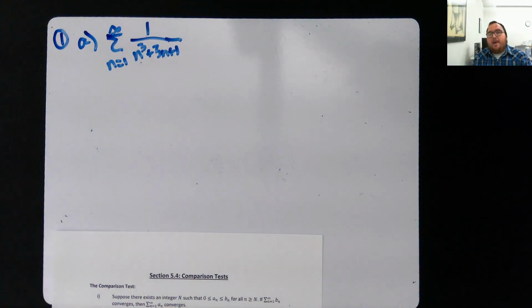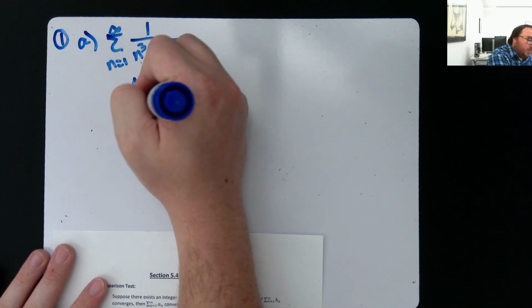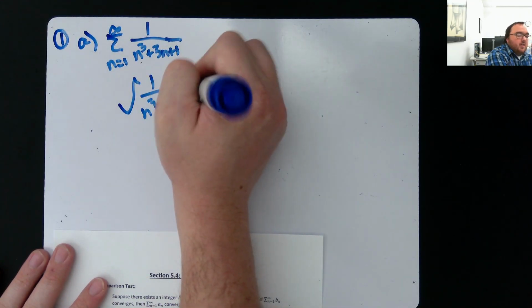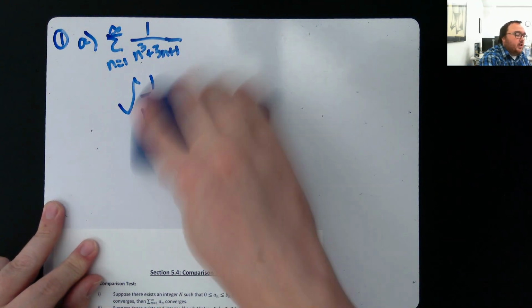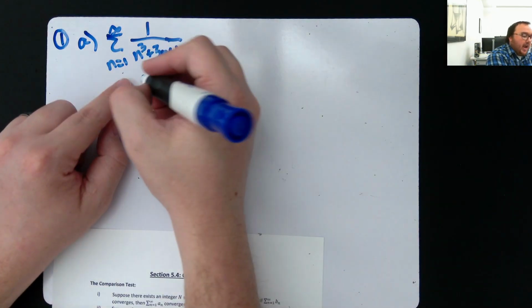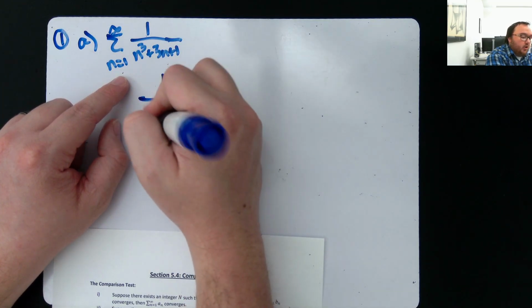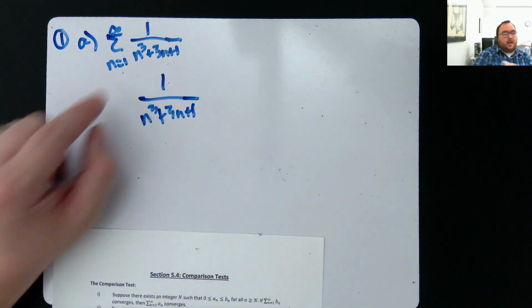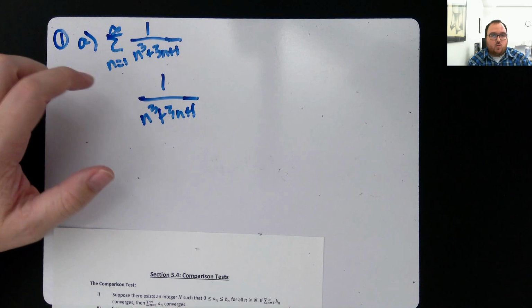So this one, the tests I know so far aren't going to help me here, right? Because if I try to do the integral of 1 over n cubed plus 3n plus 1, there's no way to do it. It doesn't work out. So instead, let's try to use a series that I know. Well, think about it like this. Our a_n, the one that I want to know about, is 1 over n cubed plus 3n plus 1. Let's think of one that I know about that kind of looks like this one.